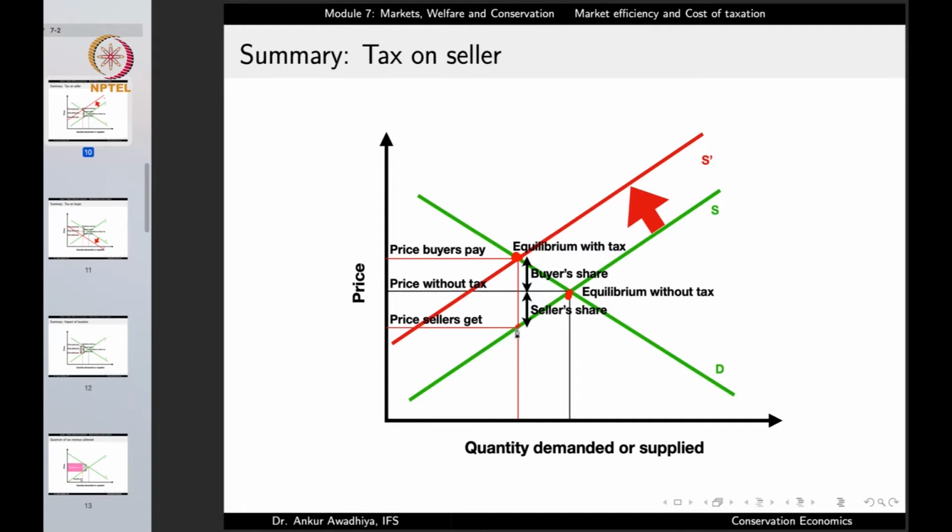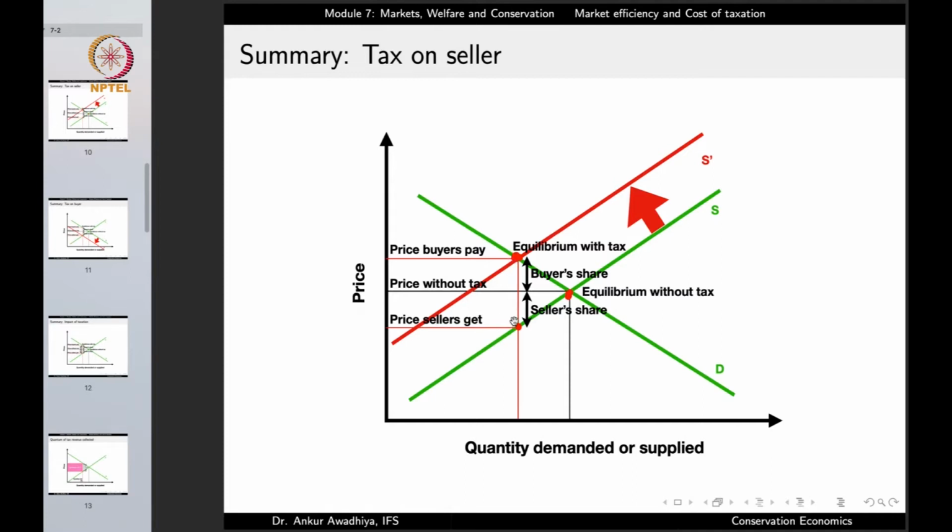and the sellers are getting the price that is given by this vertical line intersecting with the supply curve. So this is the price that the sellers are getting, and the difference between the price that the buyers are paying and the price that the sellers are getting is the amount of taxation that has been imposed by the government. So when the government says that 50 paise will be imposed on each sale of the pen, then this is 50 paise.